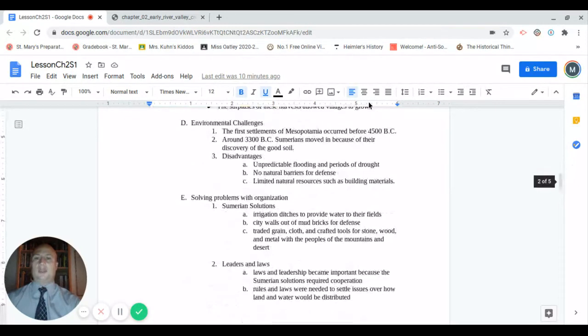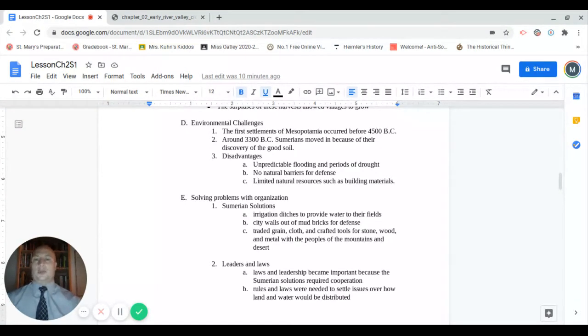What are some of the environmental challenges? Okay. First of all, we want to talk about, hey, when was this going on historically? Well, the first settlements of Mesopotamia occurred prior to 4500 BC.